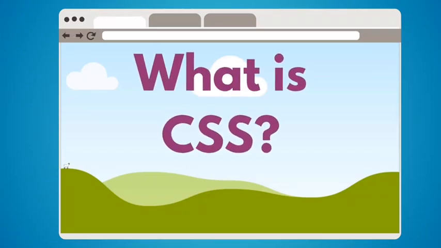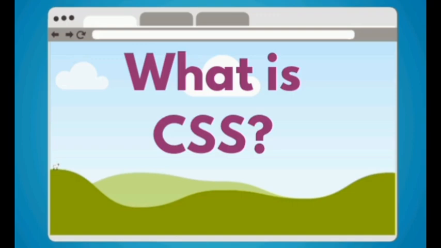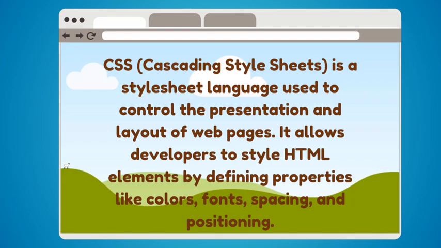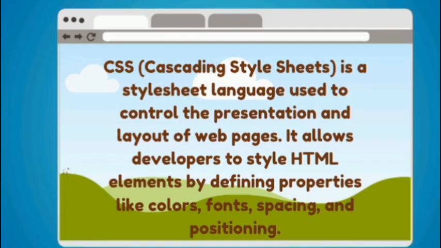So yeah, before we actually start writing HTML and CSS, let me explain what CSS is. So basically, CSS is a style sheet language used to control the presentation and layout of web pages, and it allows developers to style HTML elements by defining properties like colors, fonts, spacing, and positioning. So in short, CSS is an essential tool for making websites visually appealing and user-friendly. At first, it might sound a bit bizarre, but once you start doing it practically, I promise you everything about CSS will start to make perfect sense.